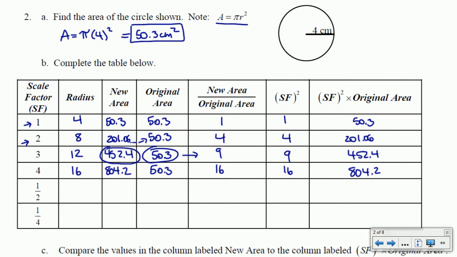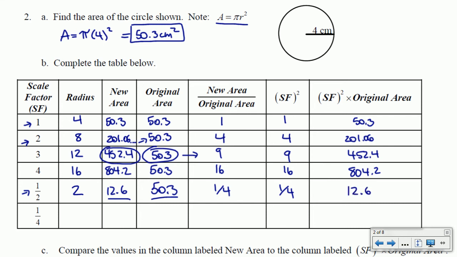A scale factor of 1/2 would change the radius to 2, and the new area would be 2 squared times pi, so basically 4 pi, which is approximately 12.6. The original area is approximately 50.3, and if we do the full unrounded value of 12.6 and the full unrounded value of 50.3, one divided by the other gives us 1/4. The scale factor squared is 1/2 squared, so 1/2 times 1/2 is 1/4, and the scale factor squared times the original area of 50.3 gives us 12.6 approximately.